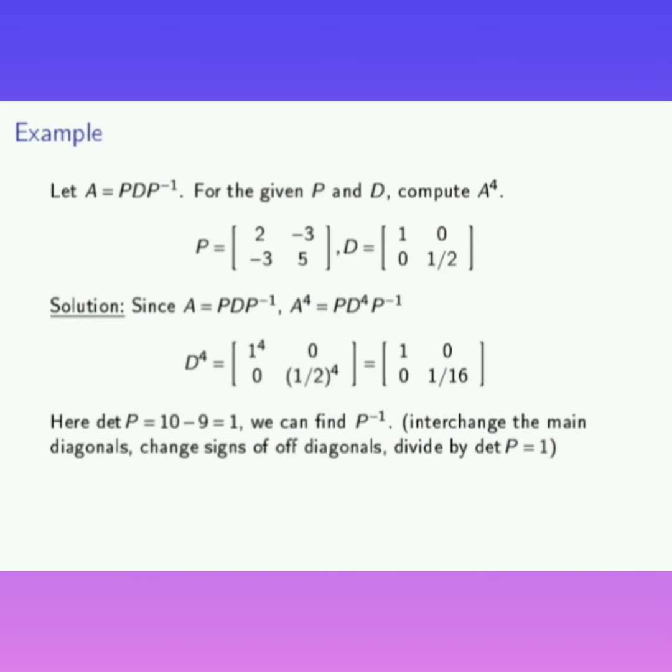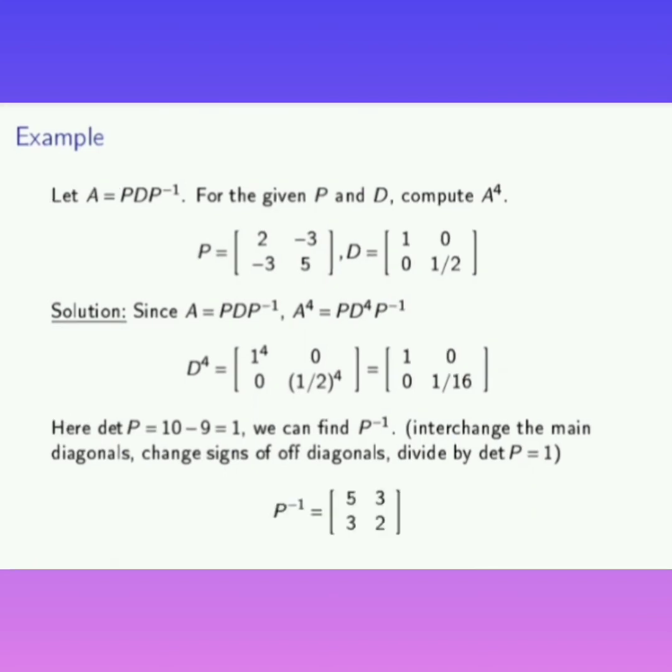D power 4 is equal to 1 power 4, 0, 0, 1 by 2 whole power 4, that is equal to 1, 0, 0, 1 by 16. Here the determinant is equal to 1, so we can find P inverse. P inverse is equal to matrix of 5, 3, 3 and 2.